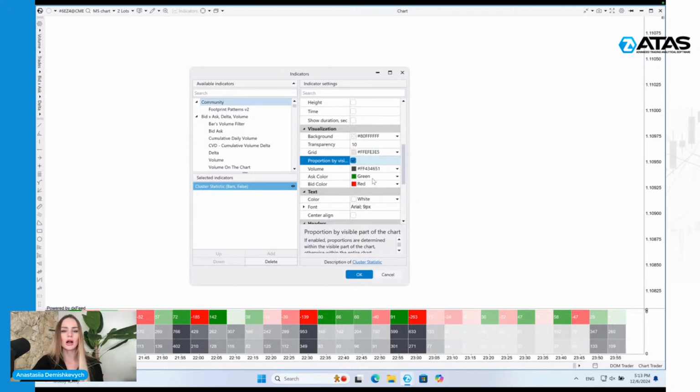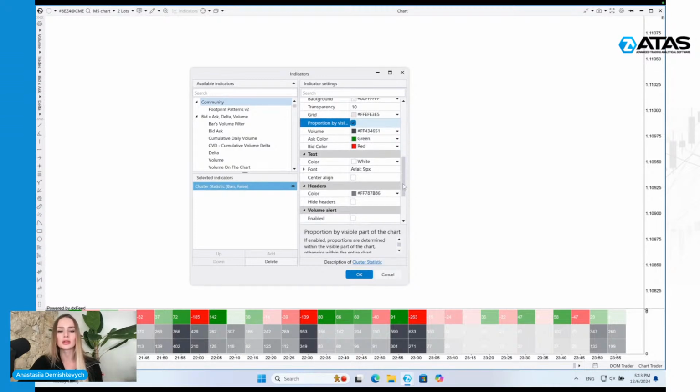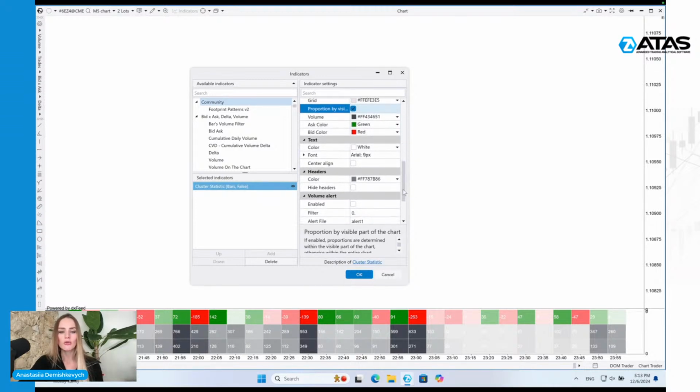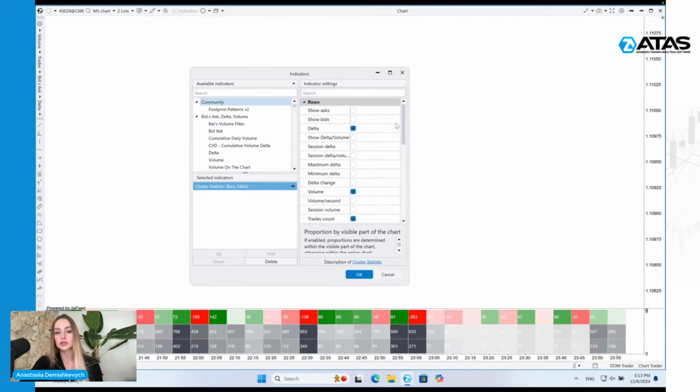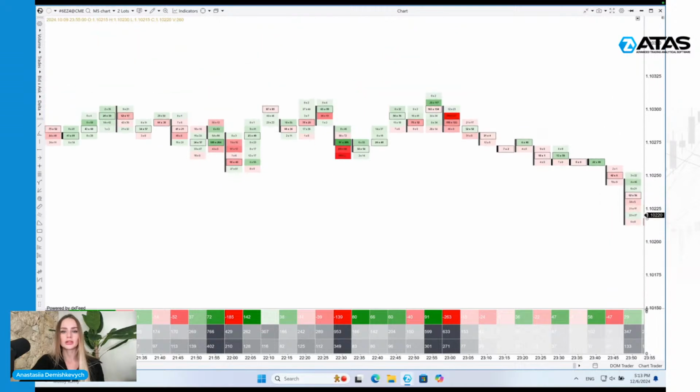And then you can choose the colors, whatever you're comfortable with. I stick with a basic green and red for my footprint. But perhaps if it's too bright or too controversial for you, you can choose different colors as well. Right? And it's going to show like this.